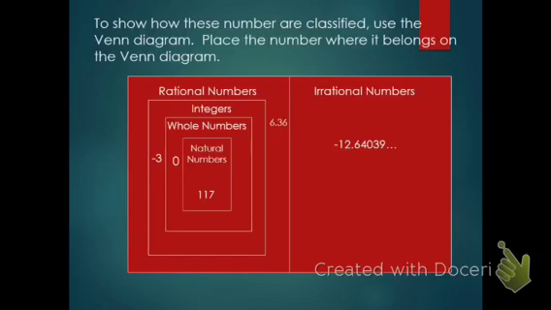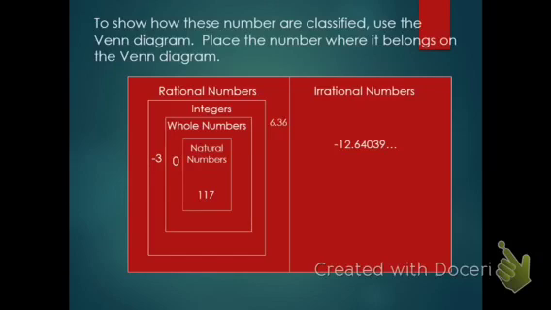Now let's look at the number 0. The number 0 is a whole number. It's not a natural number. And because the number 0 is a whole number, it's also considered an integer, and it's also considered a rational number. Now let's look at the number -3. The number -3 is considered an integer. Because it's considered an integer, then it falls into the rational number category as well.